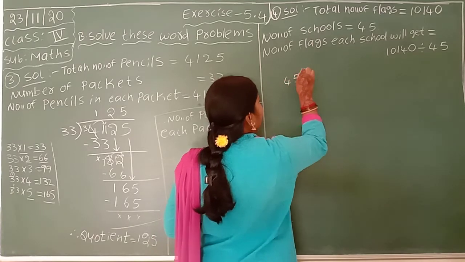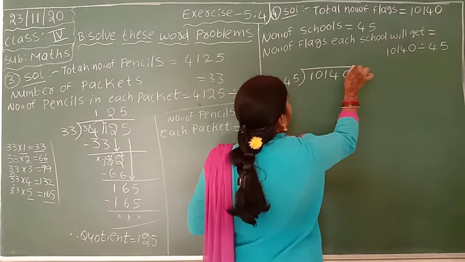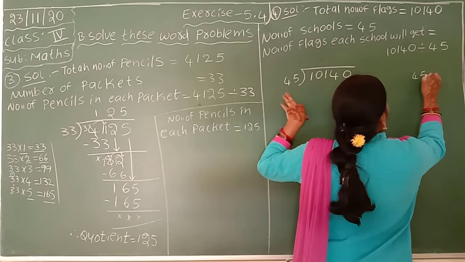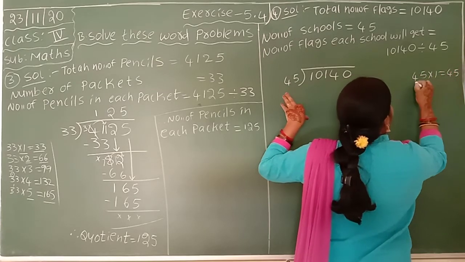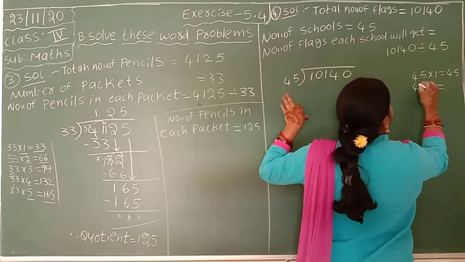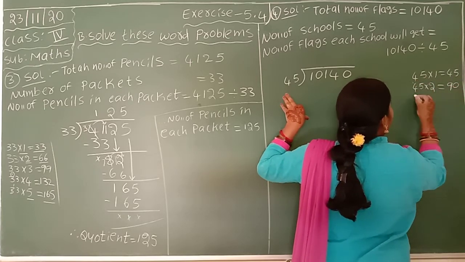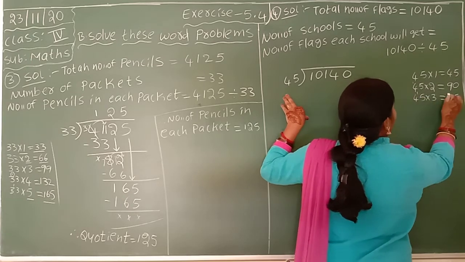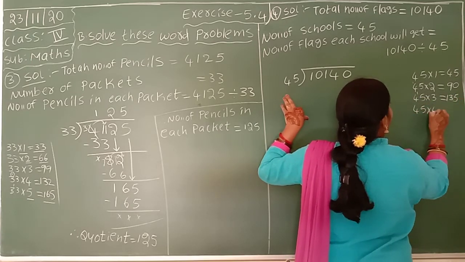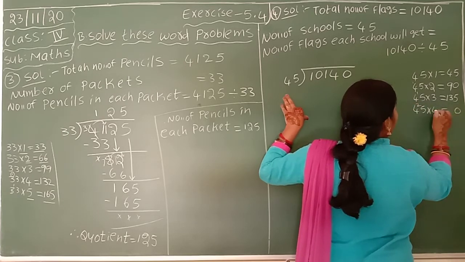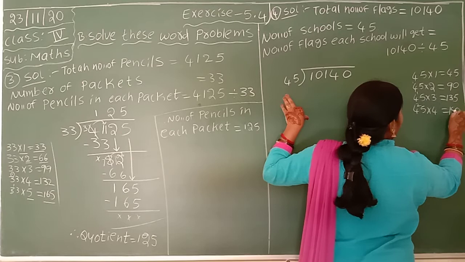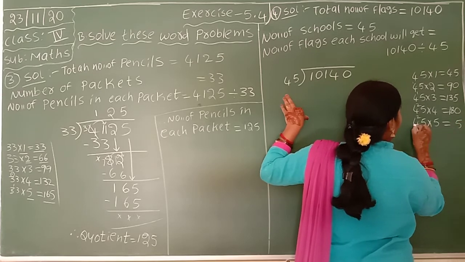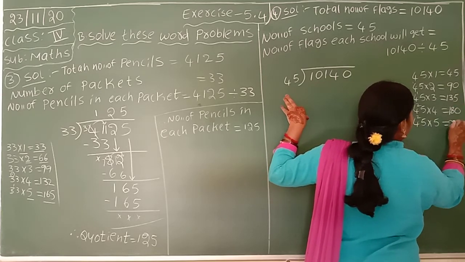First of all, arrange the given question. Here they have given 45, so write down the 45 table. 45 ones are 45. 45 twos are 2 fives 10, 2 fours 8 plus 1 is 9. 45 threes are 3 fives 15, 3 fours 12 plus 1 is 13. 45 fours are 4 fives 20, 4 fours 16, 16 plus 2 is 18. 45 fives are 5 fives 25, 5 fours 20, 20 plus 2 is 22.